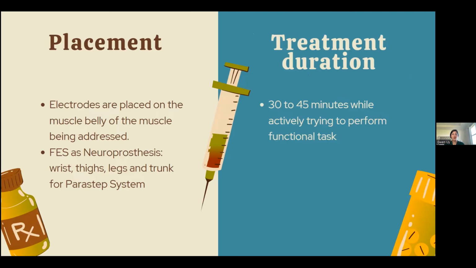Electrodes are usually placed on the muscle belly of the muscles being addressed. If you are using FES as a neuroprosthesis, it is usually worn on the wrist, thighs, legs, and trunk for the Parastep system. The treatment duration is usually 30 to 45 minutes while actively trying to perform a functional task.